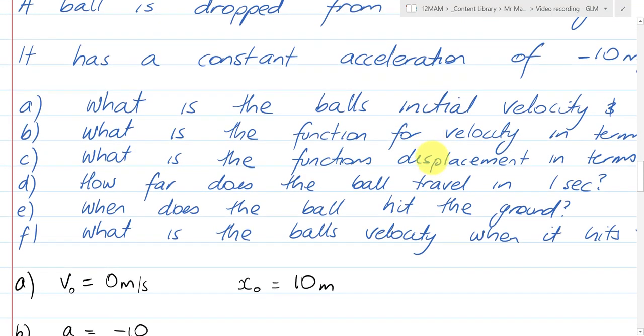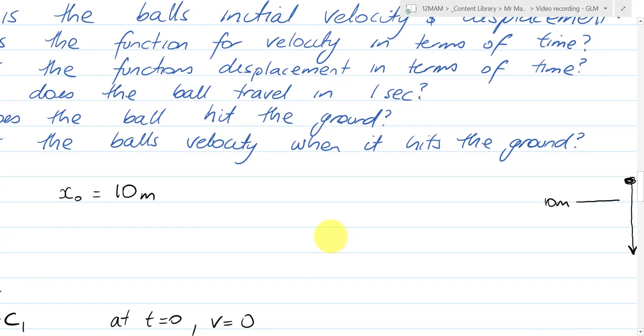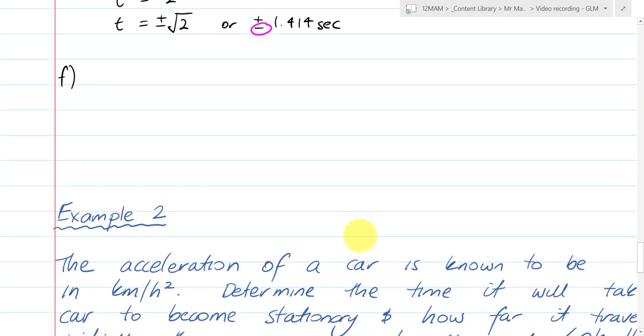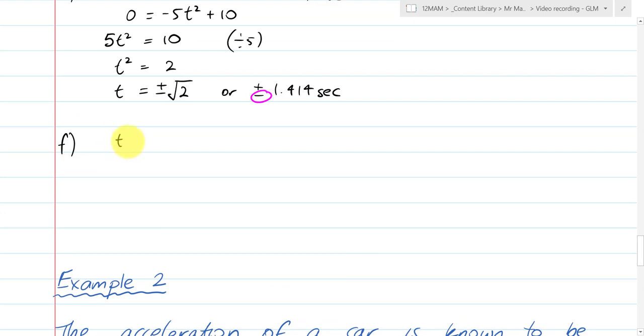And question F, what is the ball's velocity when it hits the ground? Well, I know that it hits the ground at t equals root 2, and I also know that the velocity is equal to negative 10 times t, which equals negative 10 times root 2, which equals approximately negative 14.14 meters per second. So it's traveling down at 14.14 meters per second. And there's the answer to question F.